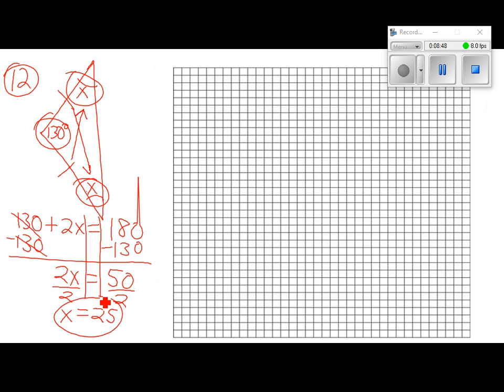What did they ask us to find on this one? x. Just x, that's it? Find the value of x. So we don't have to plug back in or anything? No. Somebody tell me how much this angle right here is, even though they didn't ask us for it? 25. How about this angle up here? 25. What's 25 plus 130? It should be 180, right? And we could check our answer to make sure we didn't mess up.